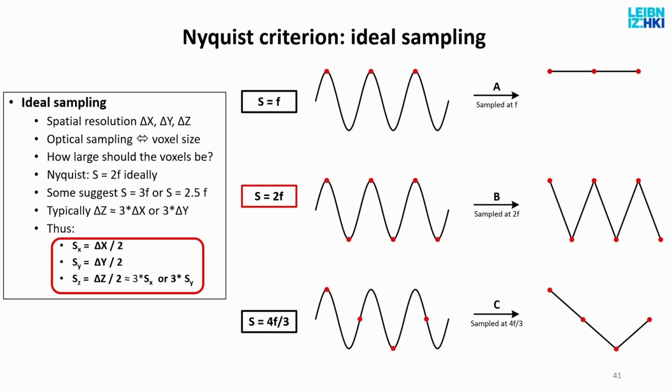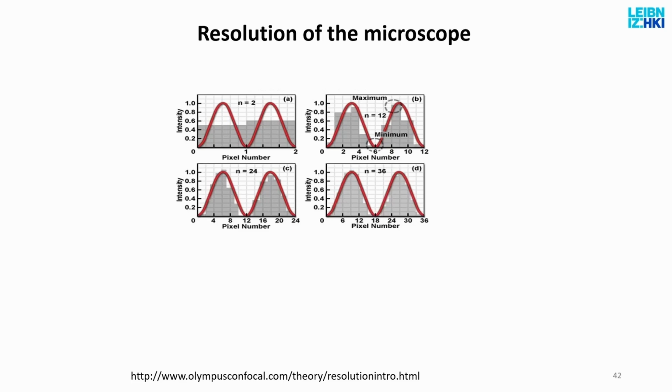This means that when you set up your images in 3D and you say, okay, I'm going to set my XY pixel size to 100 nanometers, your Z step size can be 300. It doesn't have to be 100, because you are not getting any real information. You are just taking longer and harming your sample.